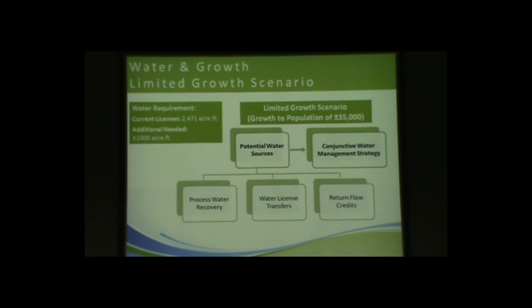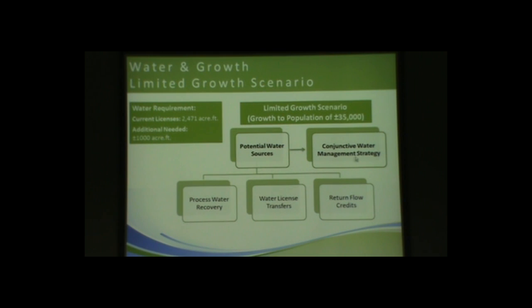Under the limited growth scenario, there are three options that fall under potential water sources. Currently, we have licensed water capacity for approximately 25 to 30,000 people. We need an additional 1,000 acre feet if we're to reach a population of 35,000.